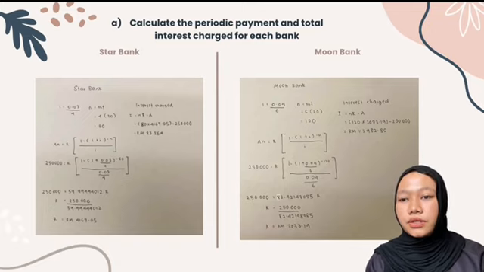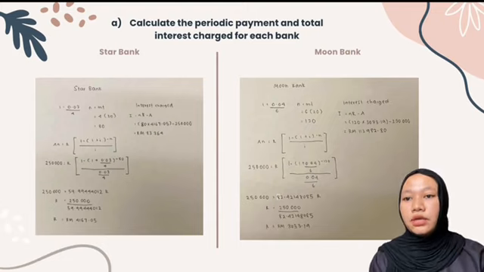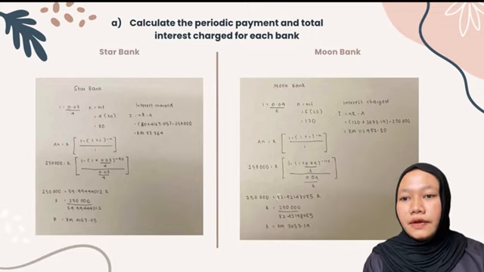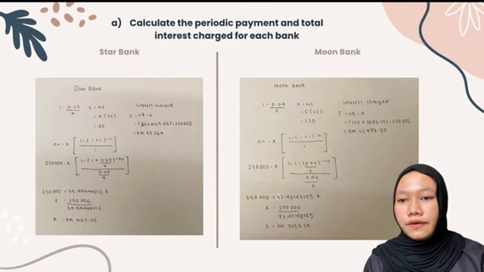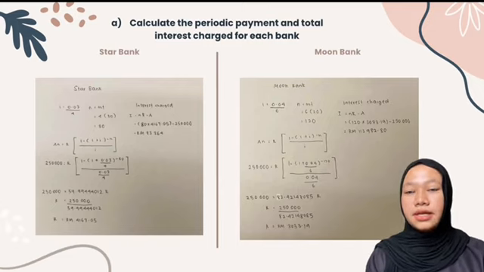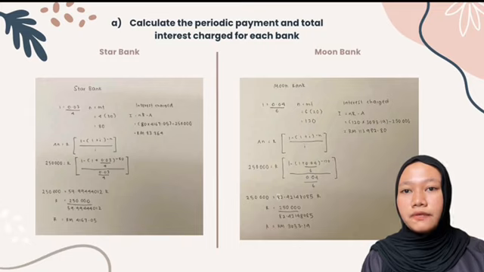So we will get 250,000 equal to 59.99444012 R. So we divide 250,000 by 59.99444012. So we will get R equal to 4,167.05 ringgit. Next, we must find the interest charge, which is I equal to nR minus A. So we will get in bracket 80 times 4,167.05 minus 250,000. And the last answer, we will get 83,364 ringgit.